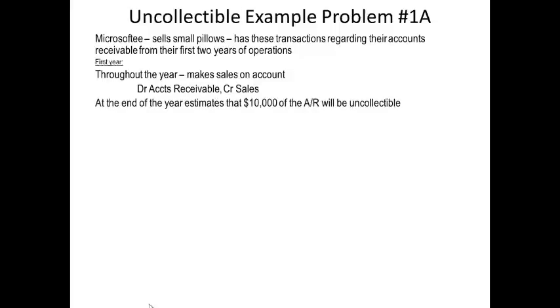Microsofty, they sell small pillows. They have these transactions regarding their accounts receivable from the first 2 years of their operations. So the first year, throughout the year, they're going to make sales on account, like any good company would. And they'll debit accounts receivable and credit sales. At the end of the year, they're going to estimate that $10,000 of the accounts receivable will be uncollectible. So they would debit their uncollectible accounts expense, credit the allowance for uncollectible accounts. They've just made their accounts receivable balance go down by $10,000 by increasing the contra account over here. So making this go up makes accounts receivable go down.